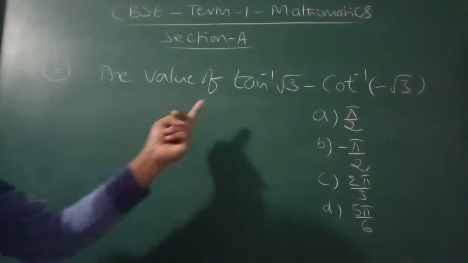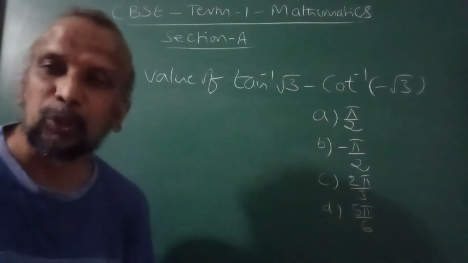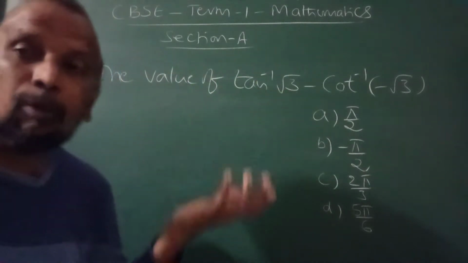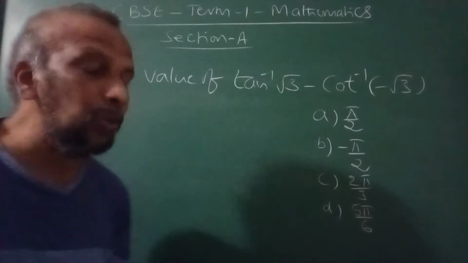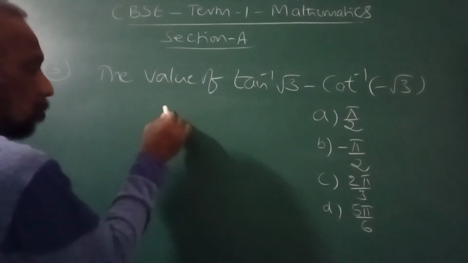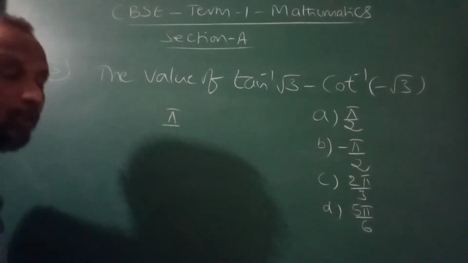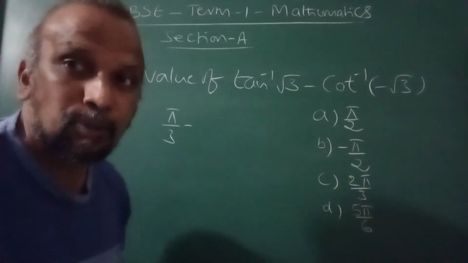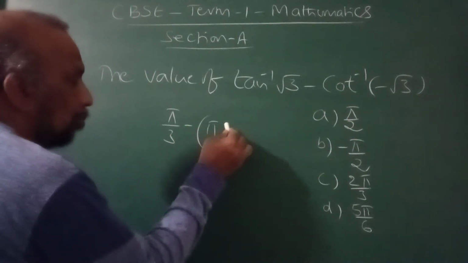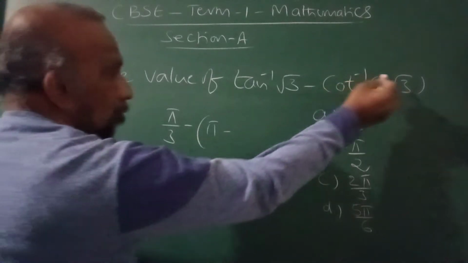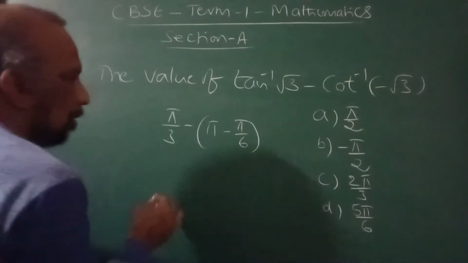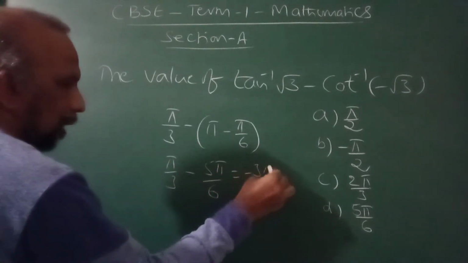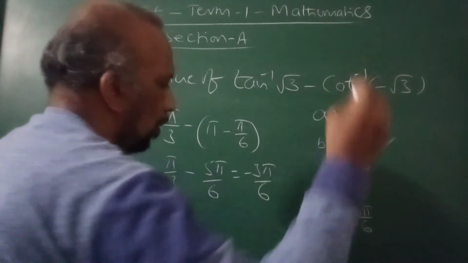See in this problem, the value of tan inverse root 3 minus cot inverse of minus root 3. The principal value of tan inverse x is in the open interval minus pi by 2 to pi by 2. So tan inverse root 3 is pi by 3. Minus cot inverse of minus x is pi minus cot inverse x. So pi minus cot inverse root 3, which is 5 pi by 6. So pi by 3 minus 5 pi by 6 is minus 3 pi by 6, so minus pi by 2. Option B is your answer.